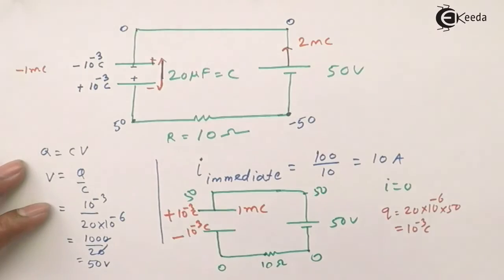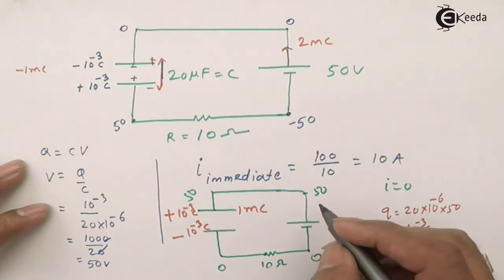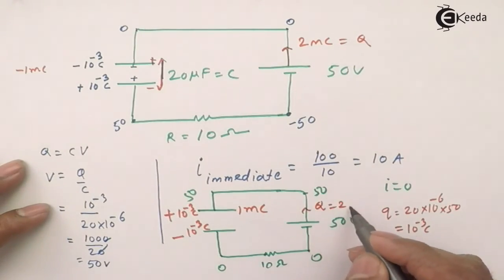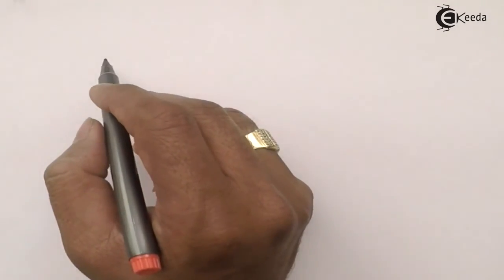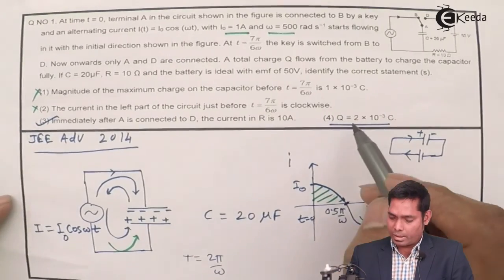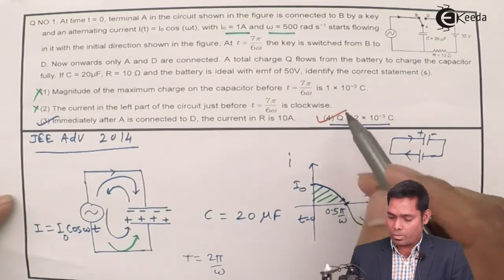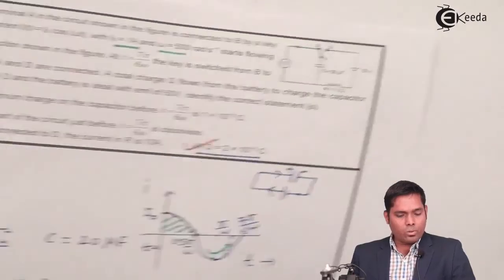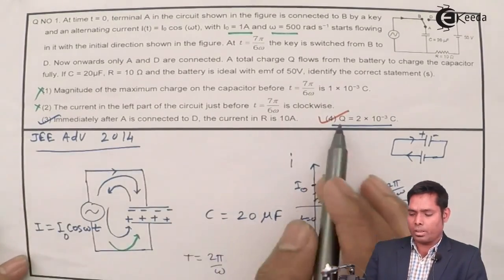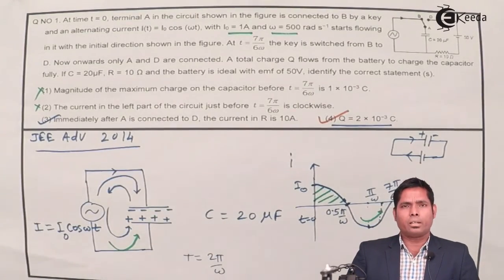So therefore, the total charge flown from the battery is equal to 2 millicoulomb. So if I see the options, that option is also correct. That is 2 millicoulomb, this is also correct. So in this situation, we have 2 options correct: option number 3 and 4 are both correct. Okay, thank you.